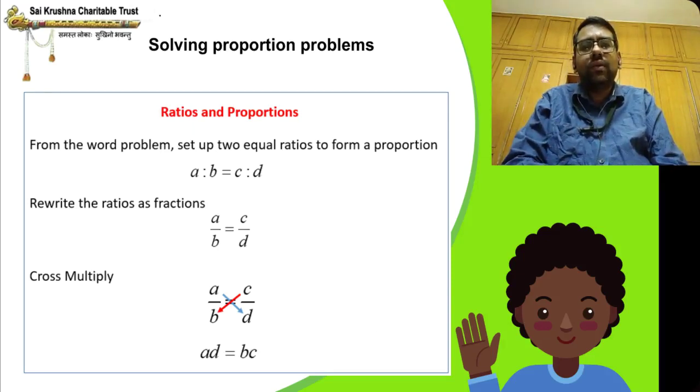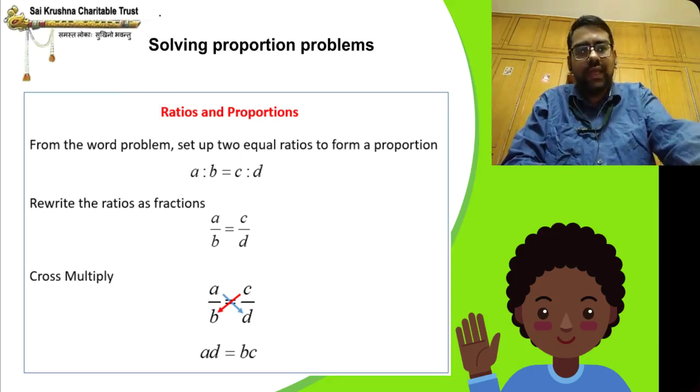Now what you have to do? You have to do cross multiplication. I told you, no? What is cross multiplication? Yes, tell me, anybody? Yes, it is numerator 1 into denominator 2 equal to denominator 1 into numerator 2, or here AD is equal to BC. When you do cross multiplication, what will you get? AD equal to BC.